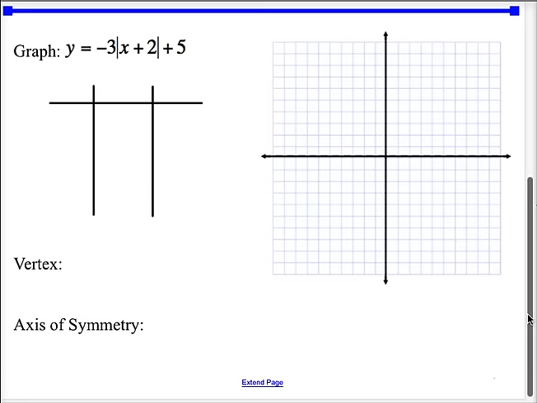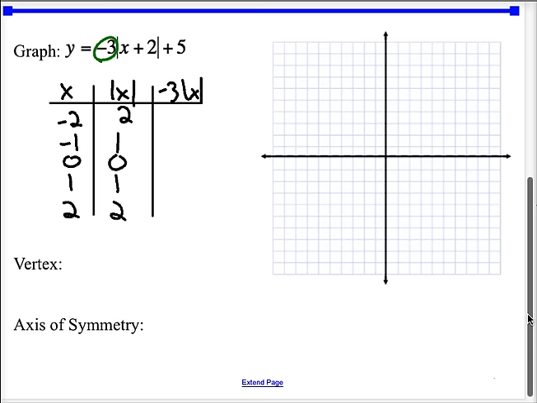So let's take a look at this one. This one is even a little bit more unique. So we're going to have our x and the absolute value of x, just like always. But now take a look at what's happening. Here, I want to incorporate -3 times that middle column. Again, you always want to incorporate any stretches and reflections into a new column.